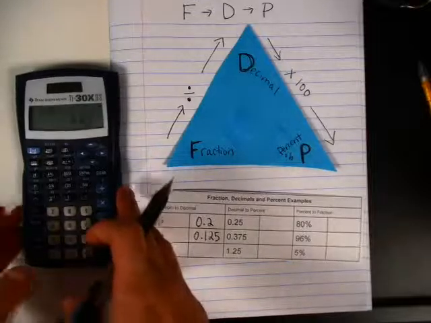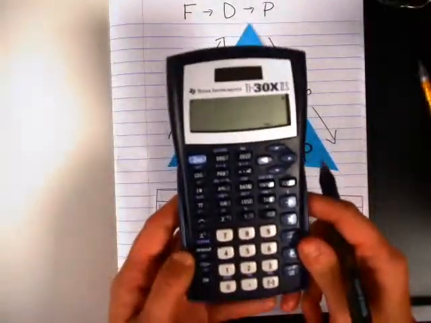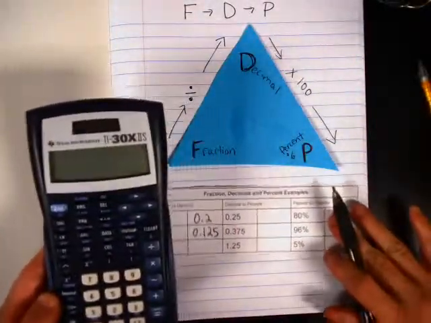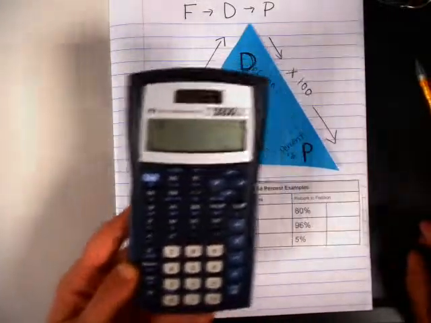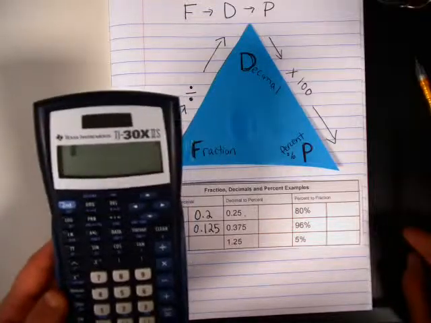So in your calculator, let's do this. Alright, the first decimal is 0.25. Do we always need that 0 in front? No.